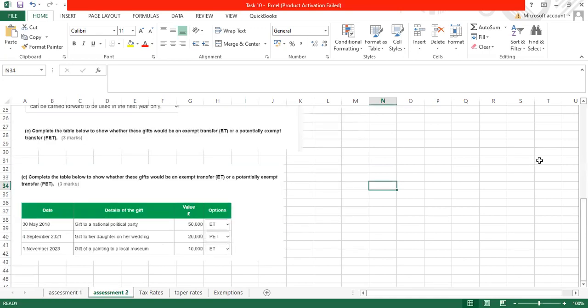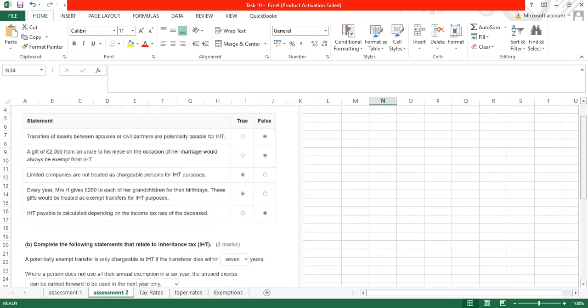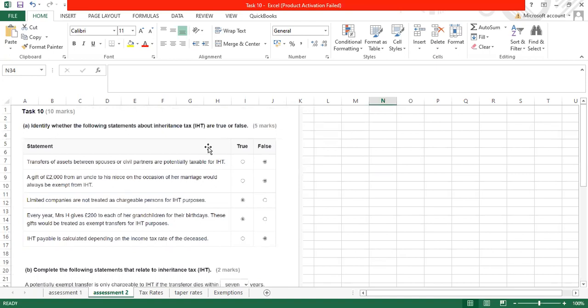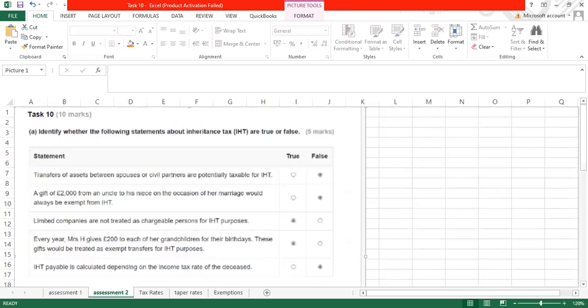Now we will go to assessment number 2. Same task, task number 10, but it is from assessment number 2. So if we look now, we'll make it a little bigger. Identify whether the following statements about IHT are true or false. Transfer of assets between spouses or civil partners are potentially taxable. It's false. Between husband and wife, it's not taxable.